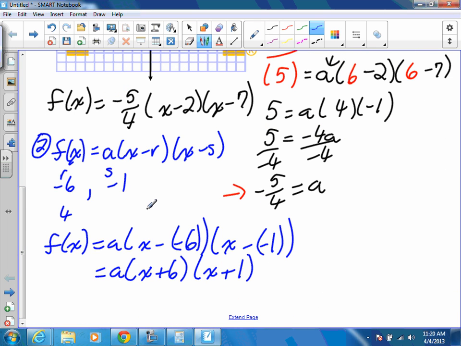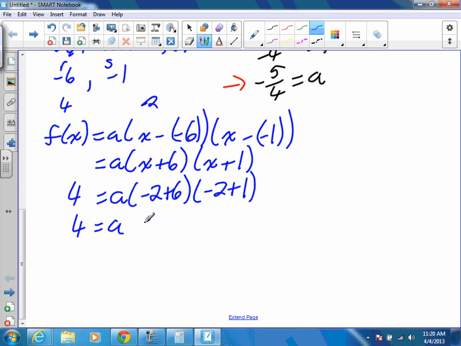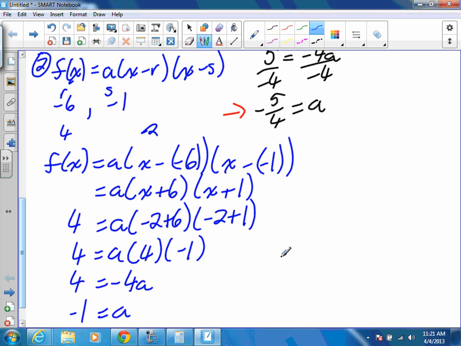So when we plug them in, we're going to get 4 is equal to a, -2 plus 6, -2 plus 1. 4 is equal to a times 4 times -1. Hey, this one's even better. We're going to get -4a is equal to 4, which means a is equal to what value? Not just 1, but -1. We divide by -4. So, in this case, our function is f at x is equal to -1, x plus 6, and x plus 1.